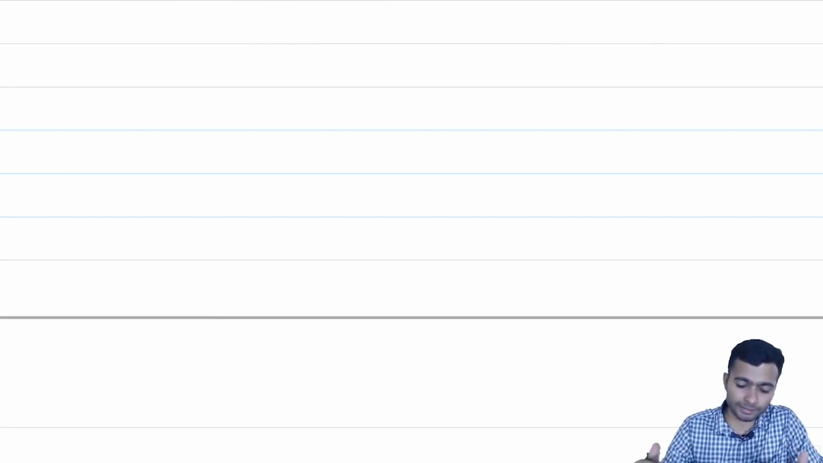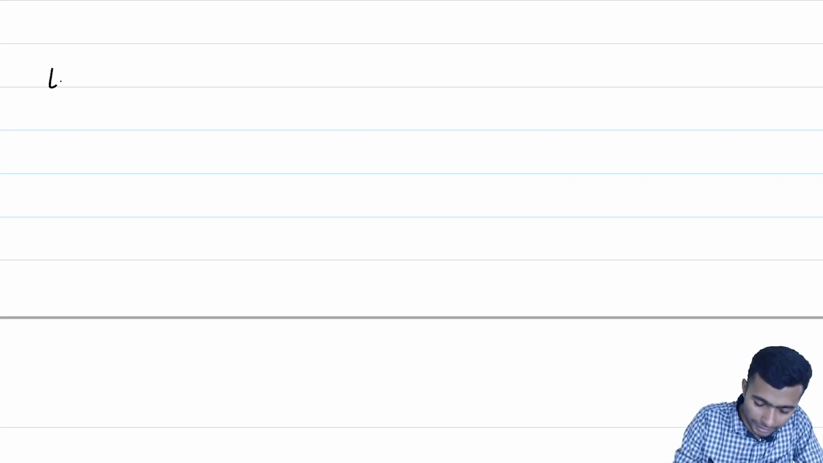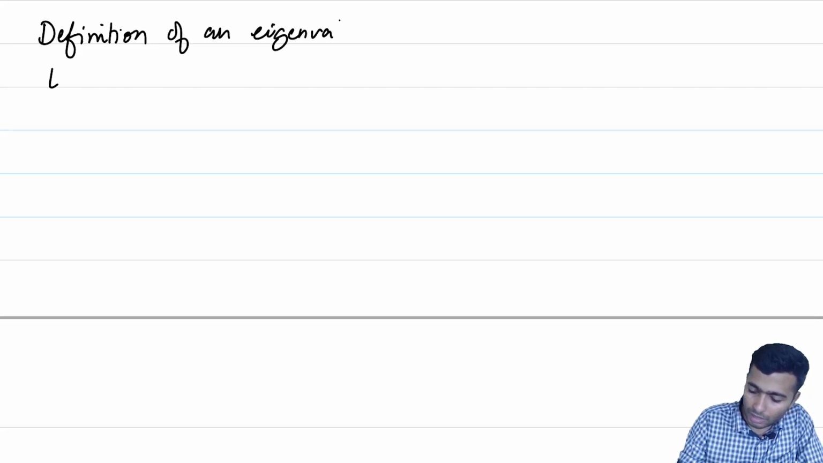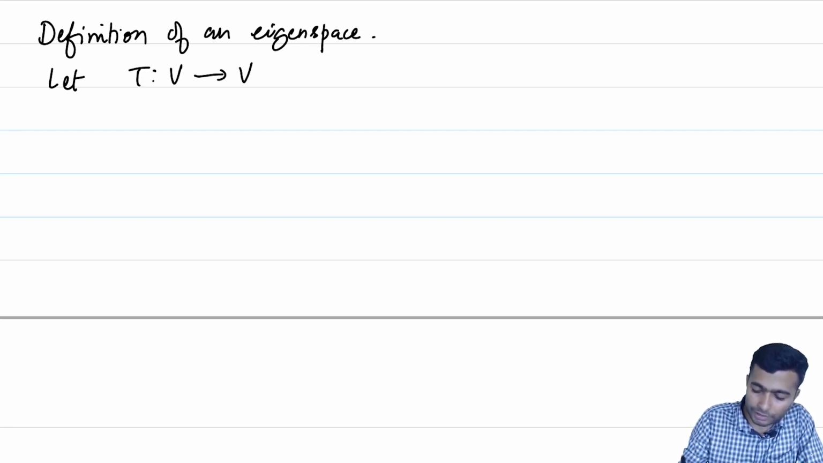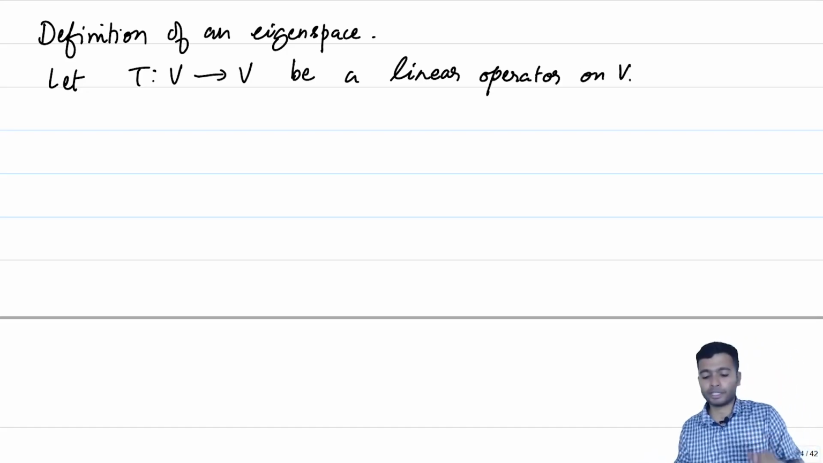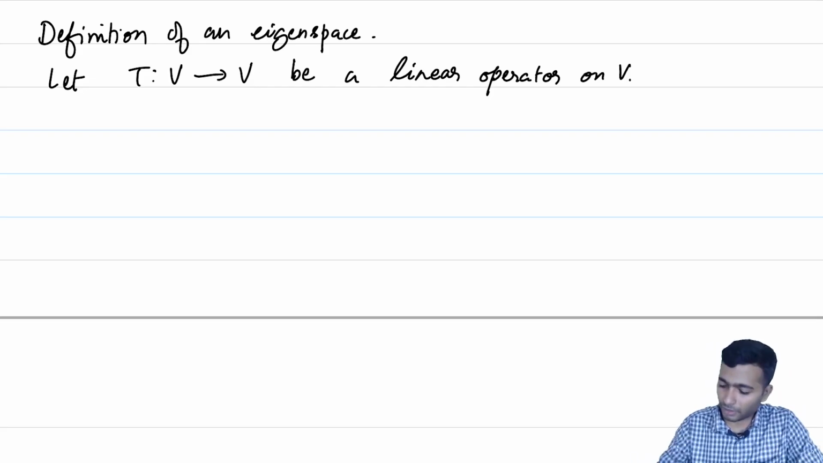Okay, next let's give ourselves a definition of what is meant by the eigenspace corresponding to lambda. So, definition of an eigenspace. We have already seen what an eigenvector is and what an eigenvalue is. Let us look at what an eigenspace is. So, let T from V to itself be a linear operator. I will slowly start using this term more frequently, operator on V. That means it is a linear transformation from V to itself.